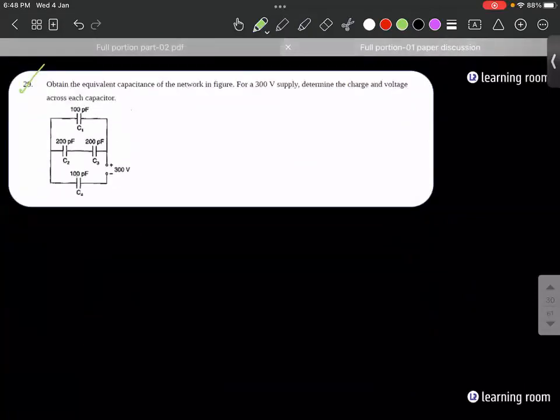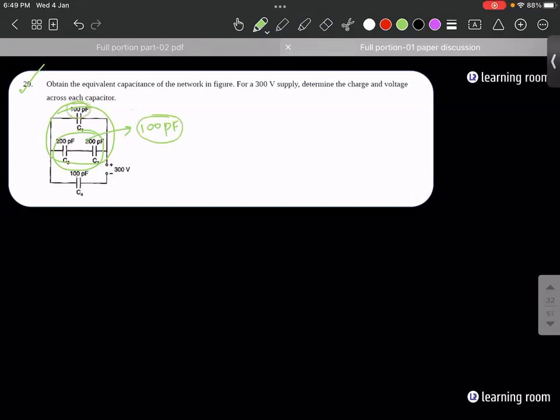Anyways, yeah. So obtain the equivalent capacitance of the network in the figure for 300 volt supply. Determine the charge and voltage across this. So, how are these three capacitors connected? C2 and C3 are in series. Series means how much will be the value? 100 picofarad. C2 plus C3 by 2, no? Correct? So it becomes 100.